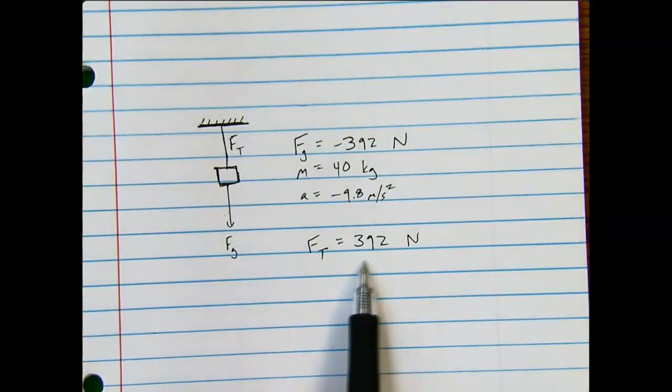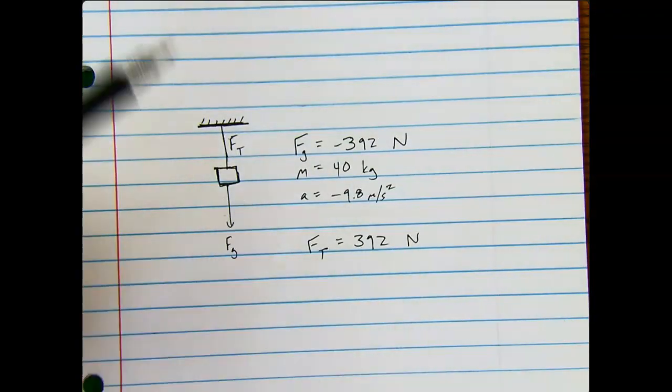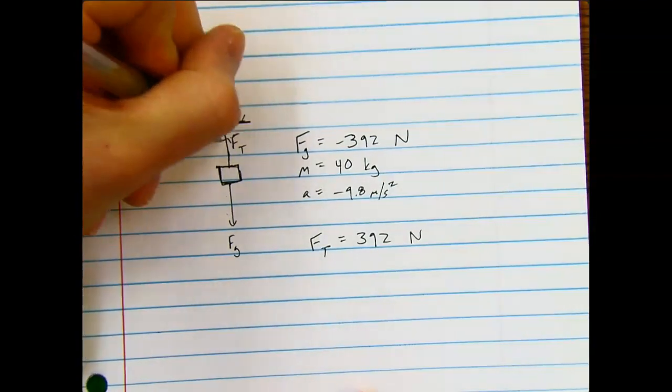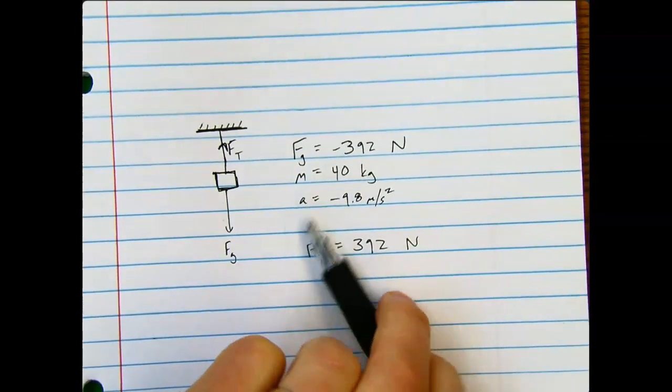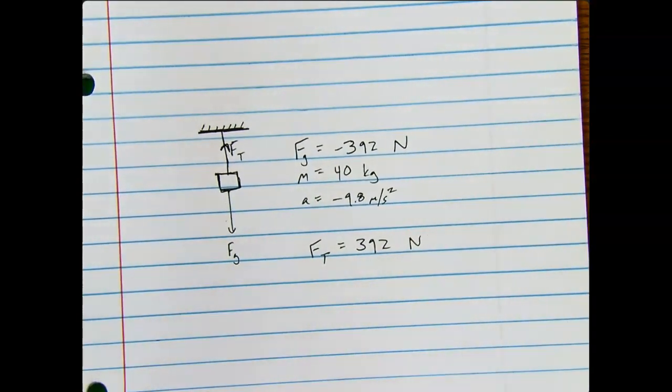And again, what they'll point out here is that this is a positive number because that force is directed up, but the force of gravity is negative because it is directed down. And that's it. So I hope that was useful. I hope that gives you a little bit more understanding of how the normal force works and how the force of tension works.